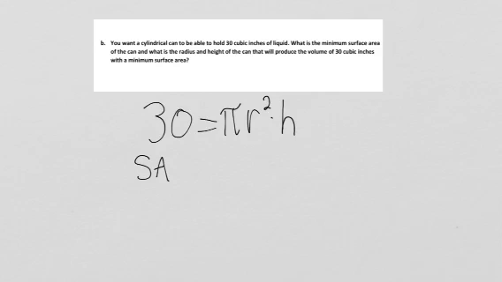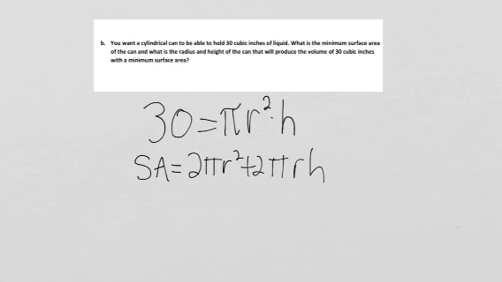These equations were on the board today and you'll have them at the test. The volume of a cylinder, in this case 30, is equal to the area of the base, which is pi r squared, multiplied by the height. Okay, so that's our volume. And what we want to do is minimize our surface area, which is equal to 2 pi r squared plus 2 pi r h.